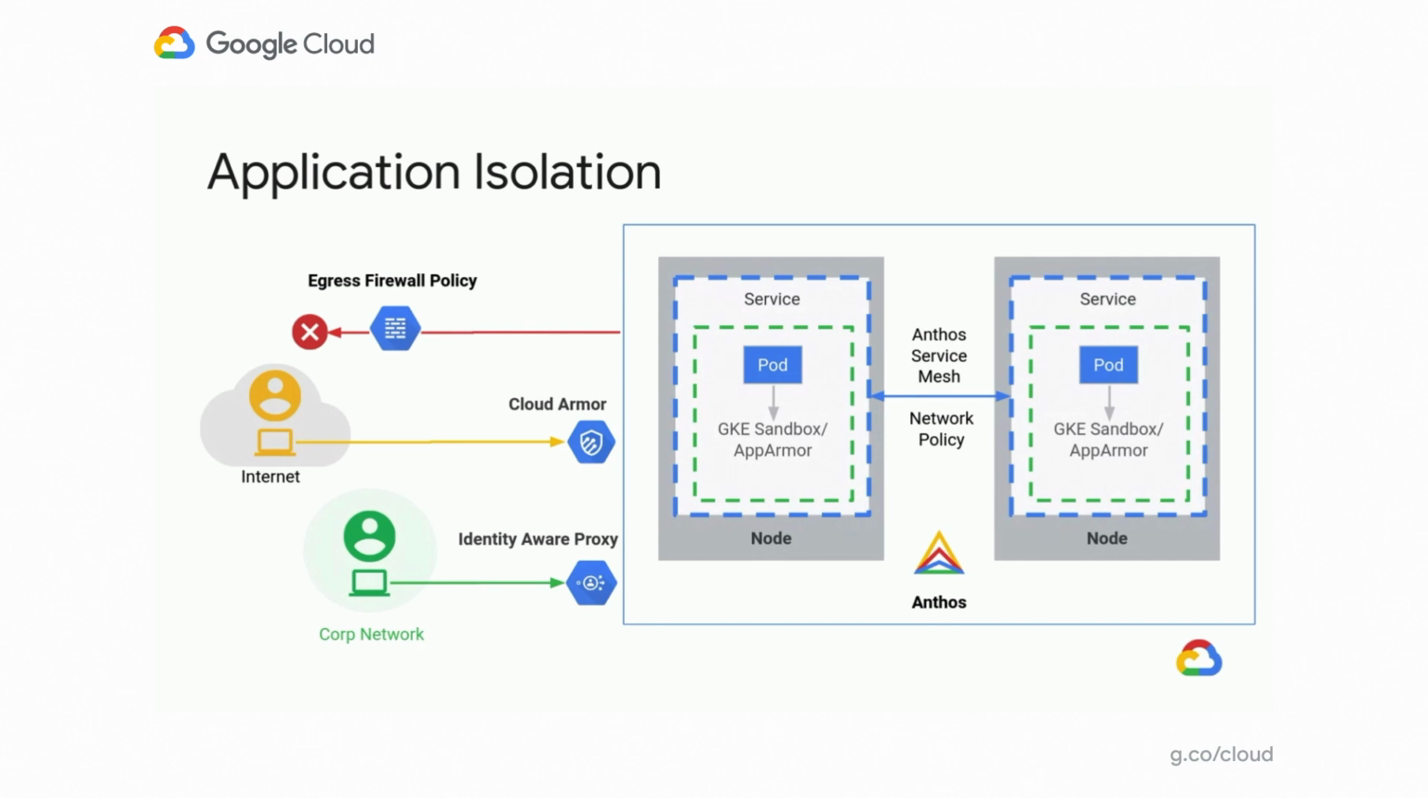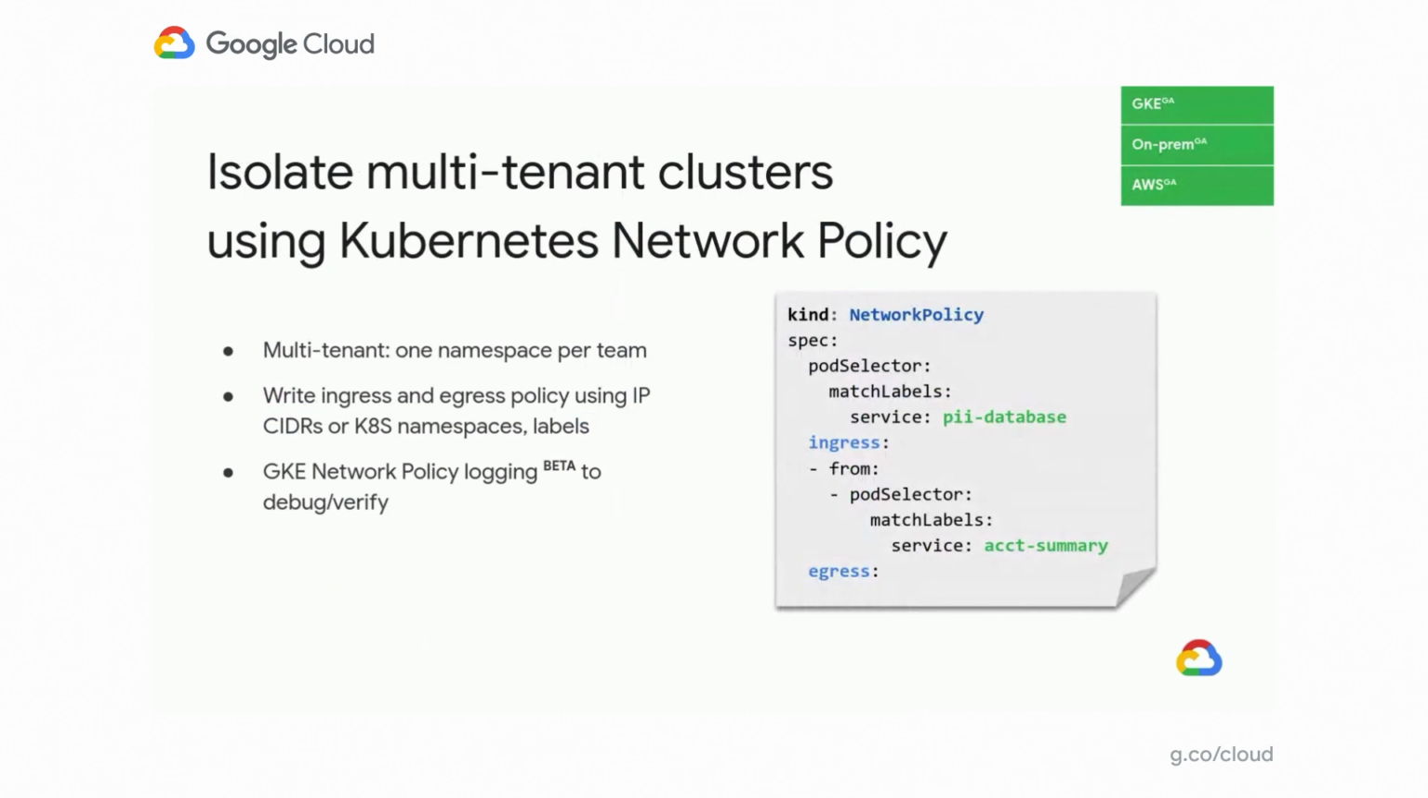In addition to isolating the applications from the internet, it is also necessary to isolate workloads from each other to prevent the lateral movement of threats. We need to prevent lateral movement over the network, but also between pods on the same node. Anthos provides two technologies, Anthos Service Mesh and Kubernetes Network Policy, to isolate workloads on the network. Anthos also provides two technologies, GKE Sandbox and AppArmor, to isolate applications on the node. Let's learn more about these technologies.